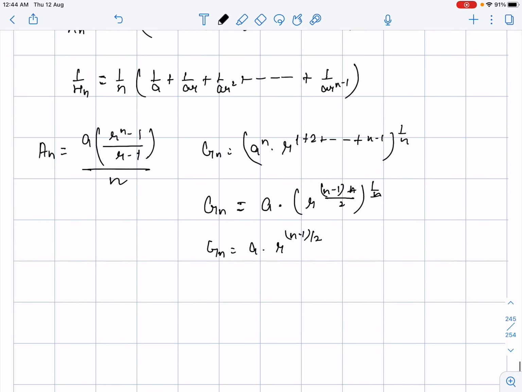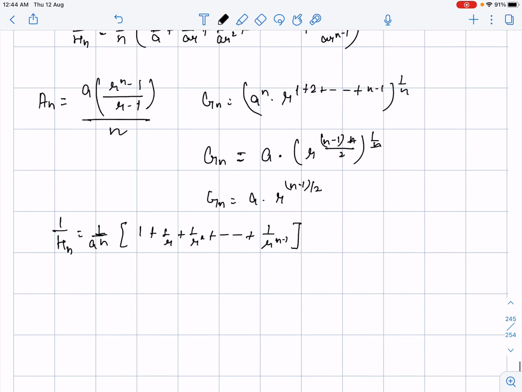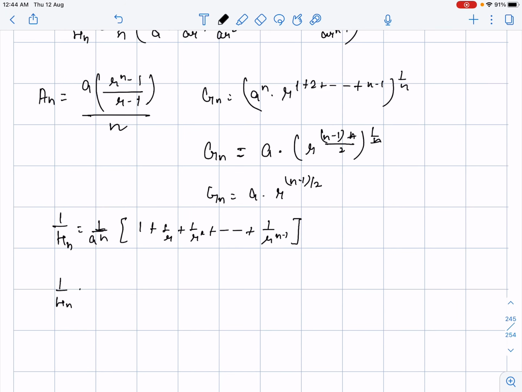Now the value of Hn will be computed. 1 upon Hn will be 1 upon n multiplied by 1 upon a, which can be taken common, that is 1 upon a times 1 plus 1 upon r plus 1 upon r squared and so on up to 1 upon r to the power n minus 1. So 1 upon Hn is equal to 1 upon a multiplied by n. It's a GP whose first term is 1 and common ratio is 1 upon r, so 1 upon r to the power n minus 1 divided by 1 upon r minus 1 will be the value of the sum.